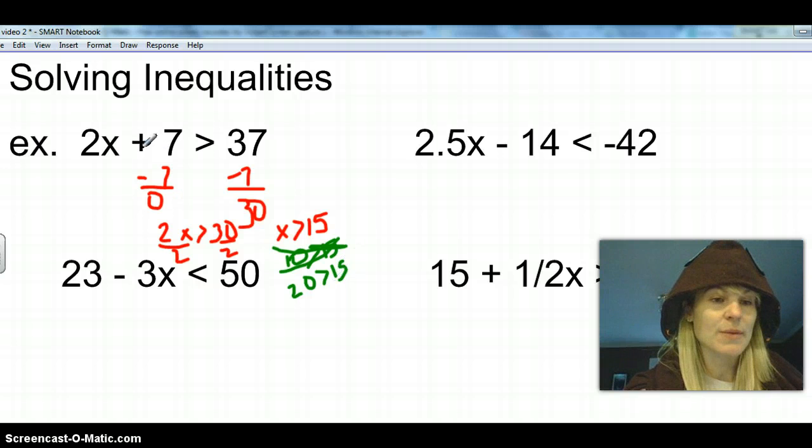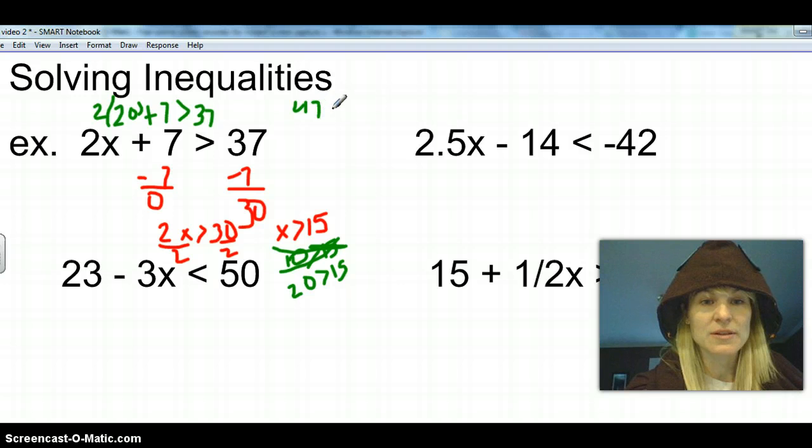I can also check it by plugging in up here for x. If I do 2 times, I'm going to pick 20 for my x, plus 7 is greater than 37. So 2 times 20 is 40. 40 plus 7 is 47. So that will give me 47 is greater than 37. So that checks.